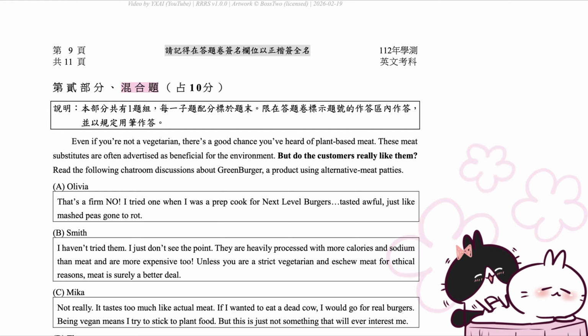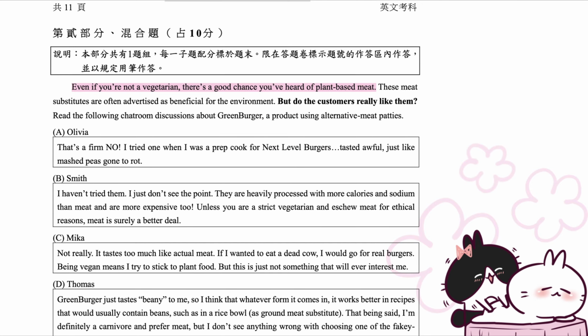Part 2. Mixed format questions. 10 points. Directions. This section has one set of questions. The points for each sub-question are shown at the end of the question. Answer only in the designated spaces on the answer sheet.